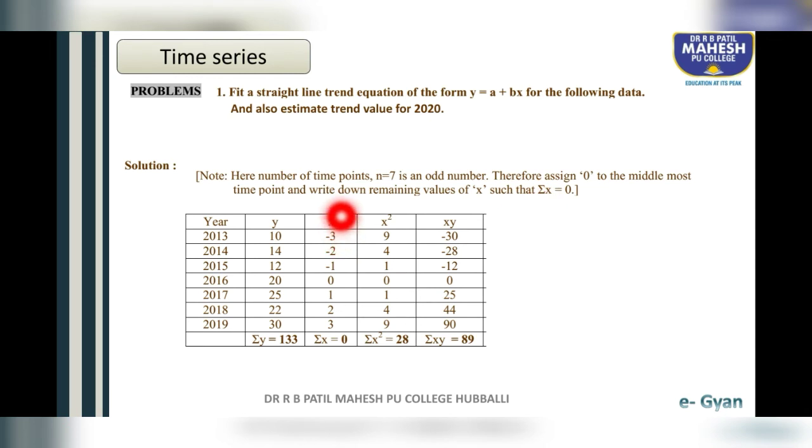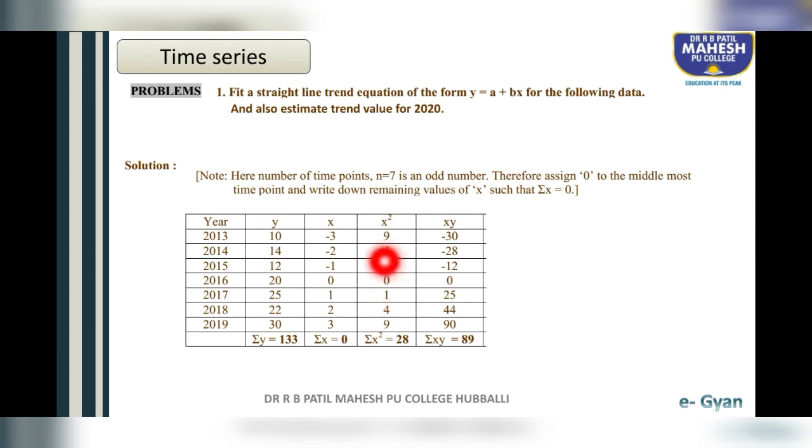Students, here odd numbers are there. If n is odd, 2016 is the middle point, so put 0. If n is odd, you assign 0 to the middle value. Later minus 1, minus 2, minus 3, like this it will decrease, and below, the positive values 1, 2, 3, like this. So this is x. Next you have to find out the x square values.